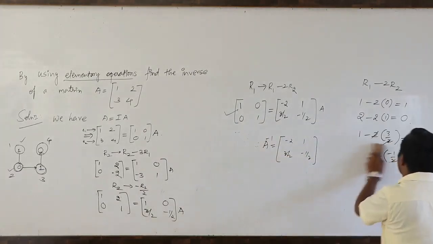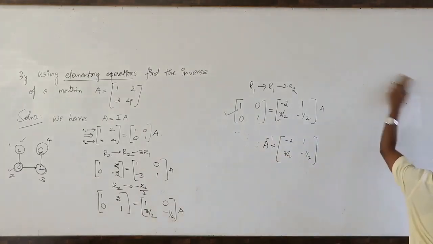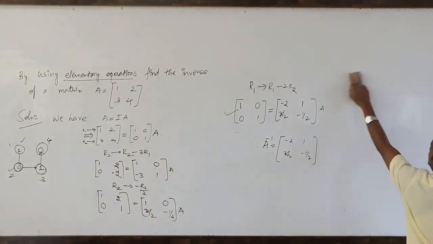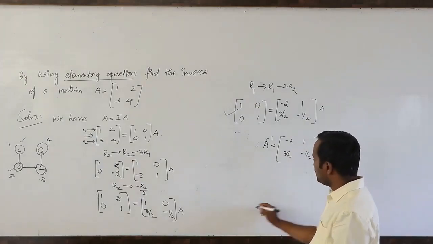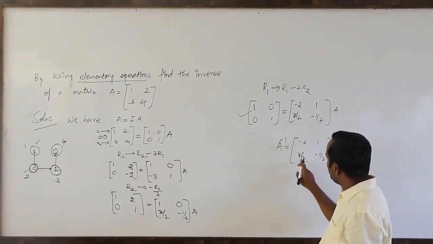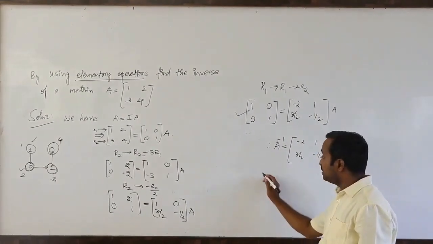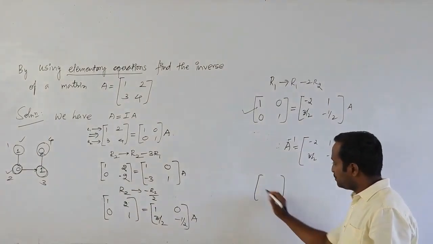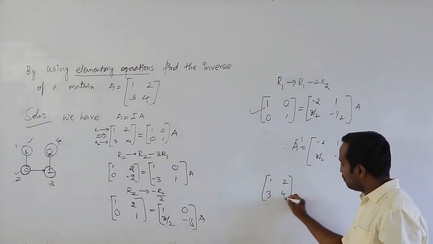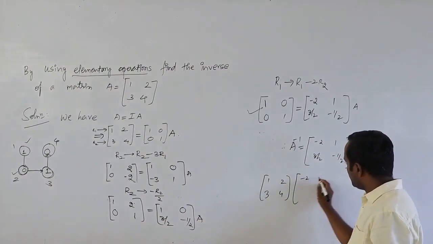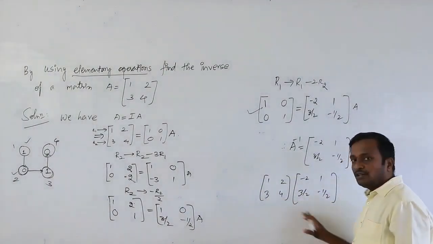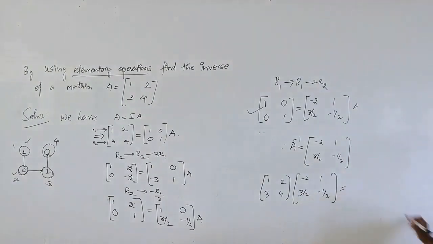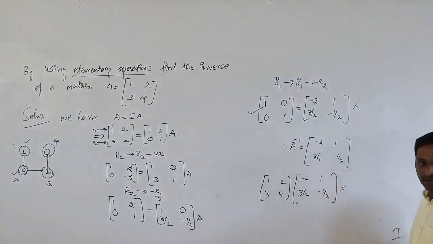Just to confirm the point, I will practice how to check it. How do we check A inverse? Observe the point. If you multiply this matrix with the given matrix, you must get identity. A is 1 2 3 4, and this is the inverse, minus 2, 1, 3 by 2, minus 1 by 2. Your answer must be identity. If it is not identity, I did something wrong.